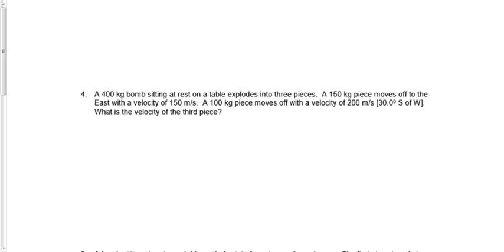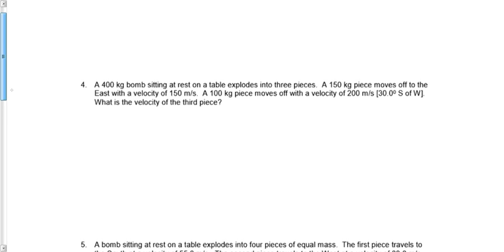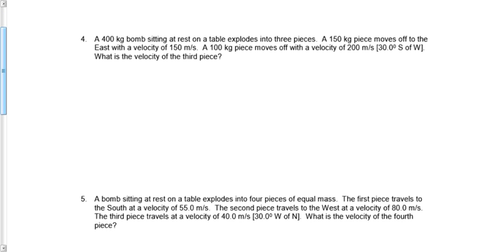Let's take a look now at question number 4 as an example. We did an example like this yesterday, an explosion type question with a funny angle. This will kind of serve as our second example, number 4. It says, a 400 kilogram bomb is at rest on a table and explodes into 3 pieces. A 150 kilogram piece moves to the east, a 100 kilogram piece moves south of west. What's the velocity of the third piece? Velocity is a vector, right? So it includes direction. We need an angle with this as well.